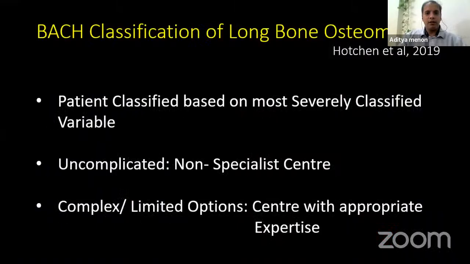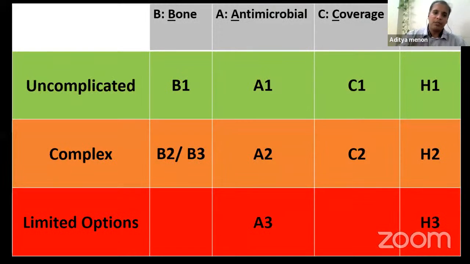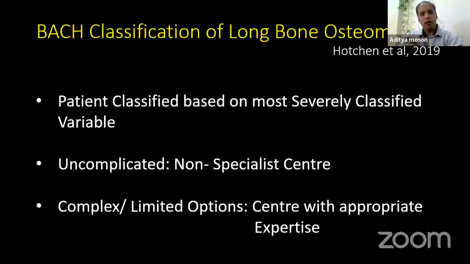Now, interestingly, what the authors have said is that the patient must be classified based on the most severely classified variable. So even if the patient has B1, but the bacteria is resistant to all antibiotics or sensitive to only one, that means he would automatically fall into A3. So the patient goes into the red zone. It doesn't depend on combination. It depends on the worst factor. So if the patient has direct soft tissue closure but has limited antibiotic options and falls into A2, it would be an orange band. So look at the most complex aspect, and that is where the patient gets classified.